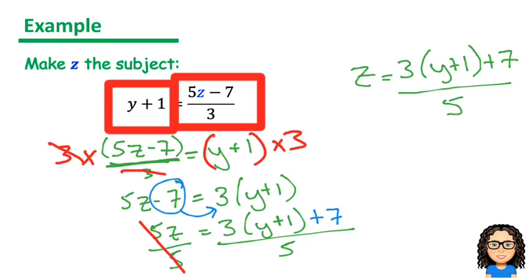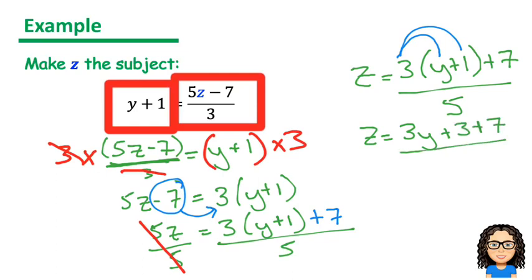Now I'm going to look at that equation and think, if I expanded those brackets, I could tidy it up and simplify this fraction a little bit more. So that's my last thing that I want to do. I'm going to leave the z equals, and expand out these brackets. So 3 times y will give me 3y, plus 3 times 1, which is 3, plus the 7 all divided by 5. And I can combine 3 plus 7. So that gives me z equals 3y plus 10 all divided by 5. And that's the final answer of rearranging this equation.